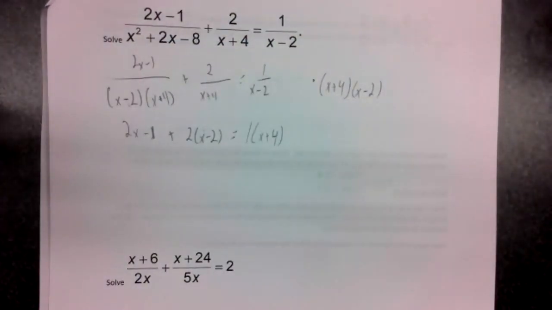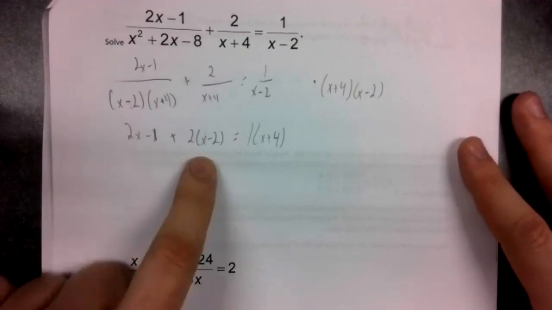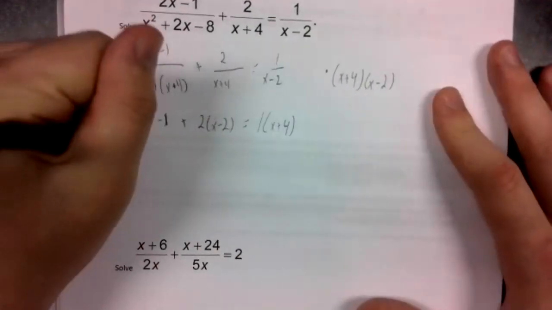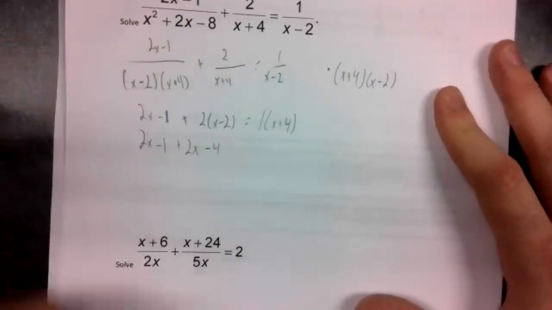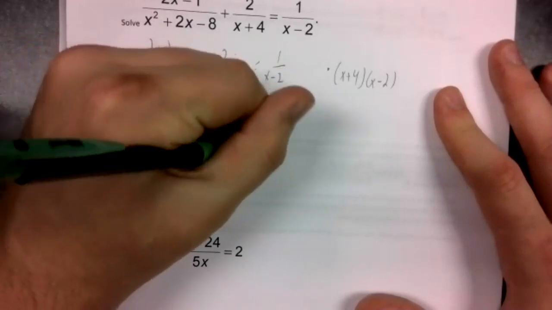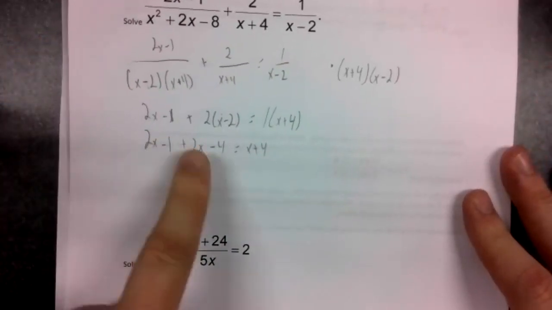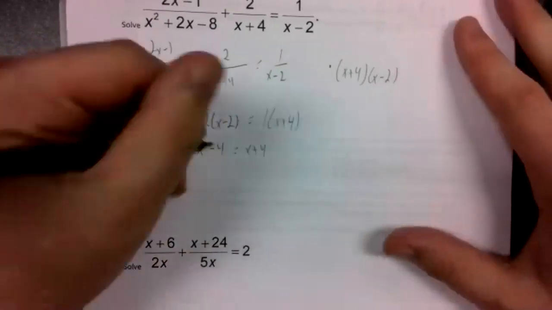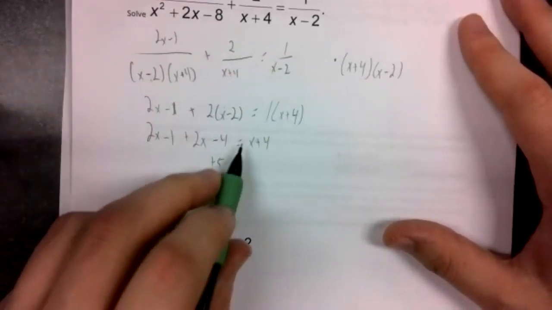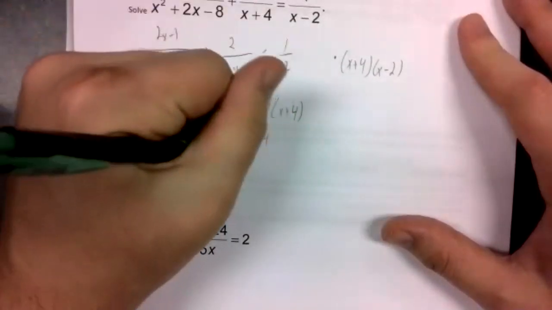Okay, and then now we just solve just like we've done before. We simplify everything as much as we can, and then solve. So I'm going to do the left side first. I'm going to distribute here first. So we get 2x minus 1 plus 2x minus 4, and that equals x plus 4. And I think what I want to do is get all the x's on the left side and all the constants on the right side. So I'm going to add 5 on the right side, and then I'm going to subtract an x on this side. Subtract an x.